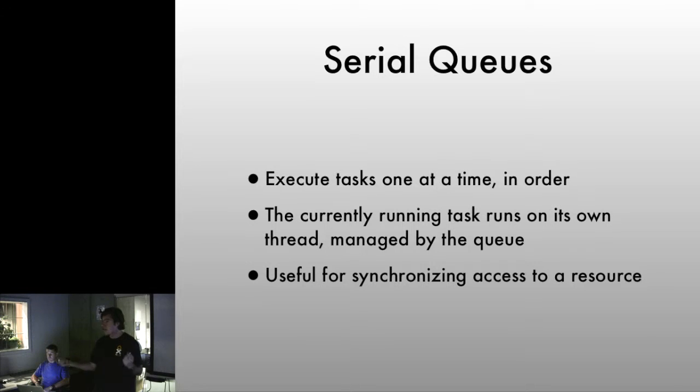If you have a bunch of threads potentially reading and writing to the same data, you probably don't want them doing that in parallel because somebody's going to get out of sync. But if every access to that data is put inside of a serial queue, then they're forced to be done one at a time and in order. That's a really great way to synchronize access to some of your data.